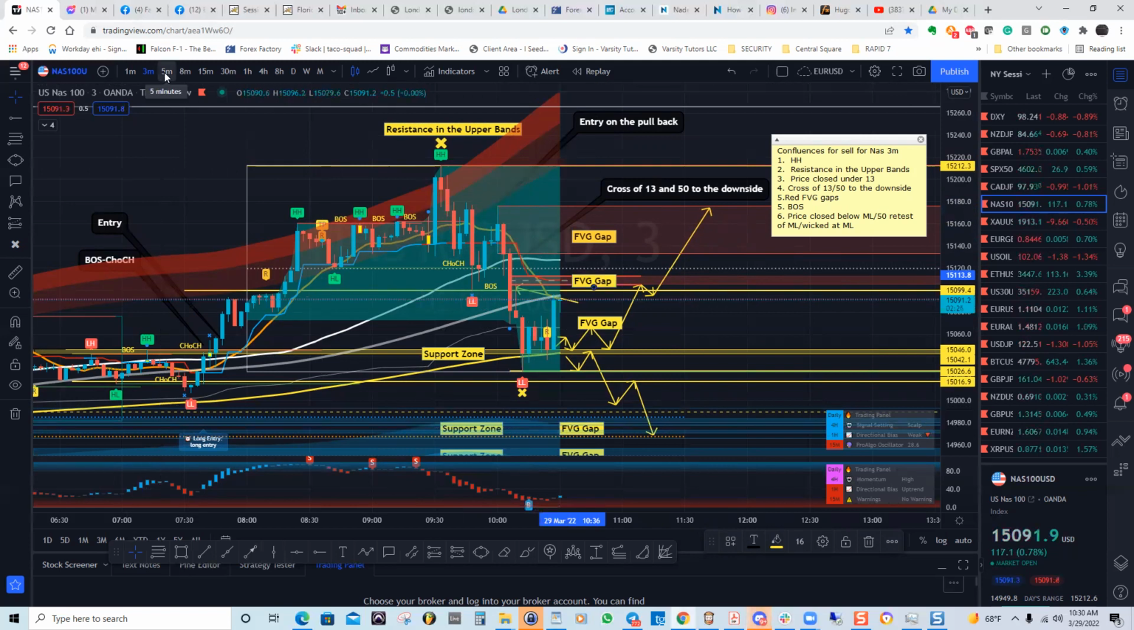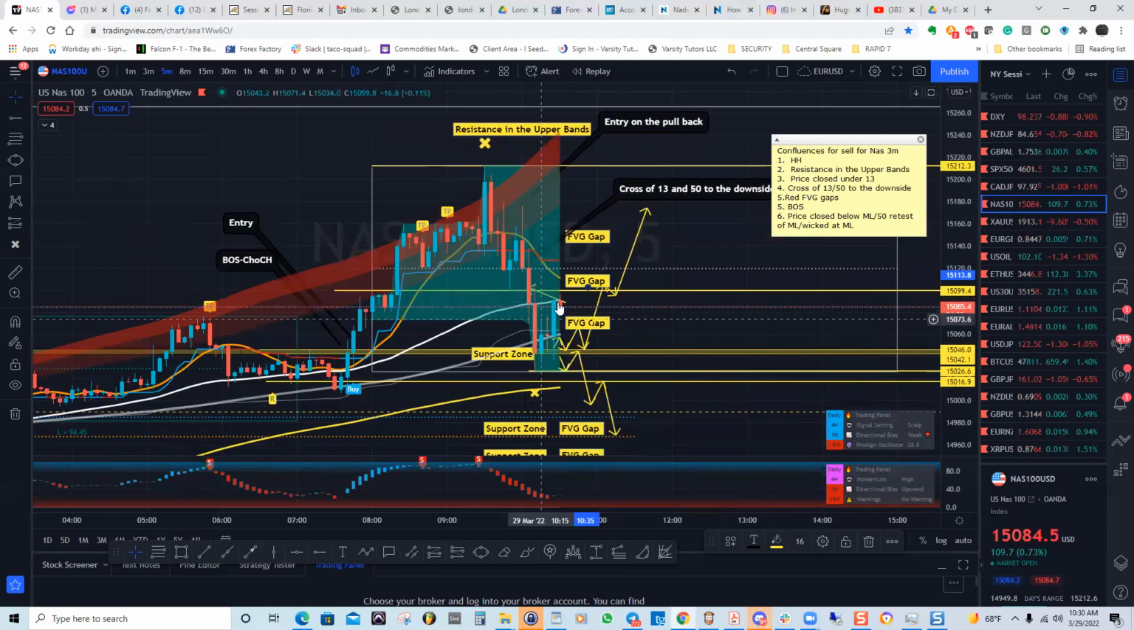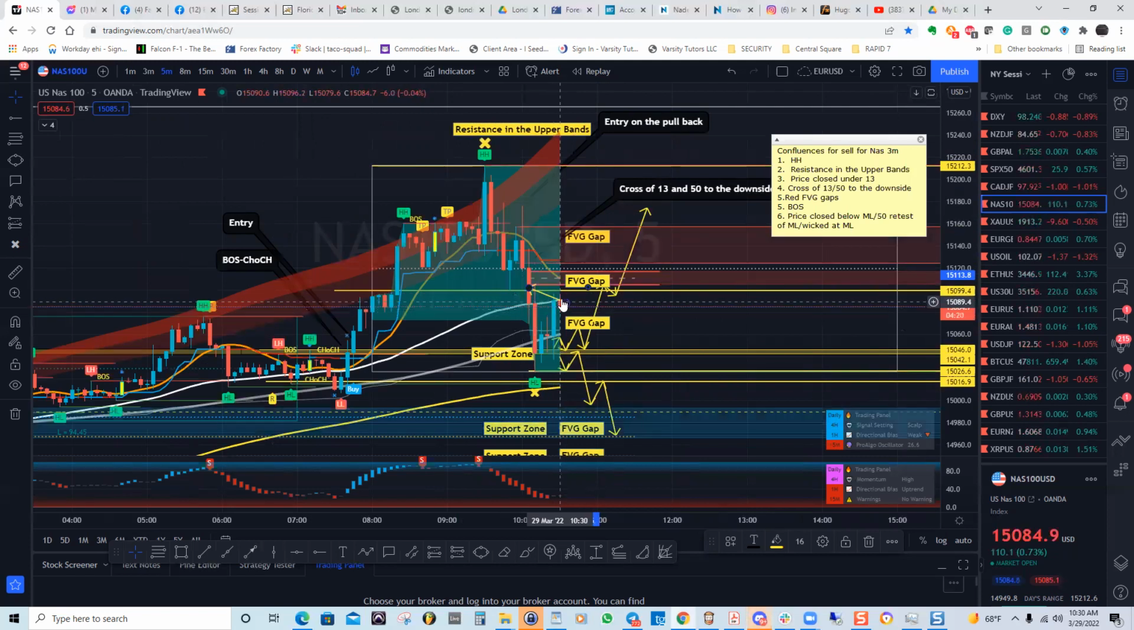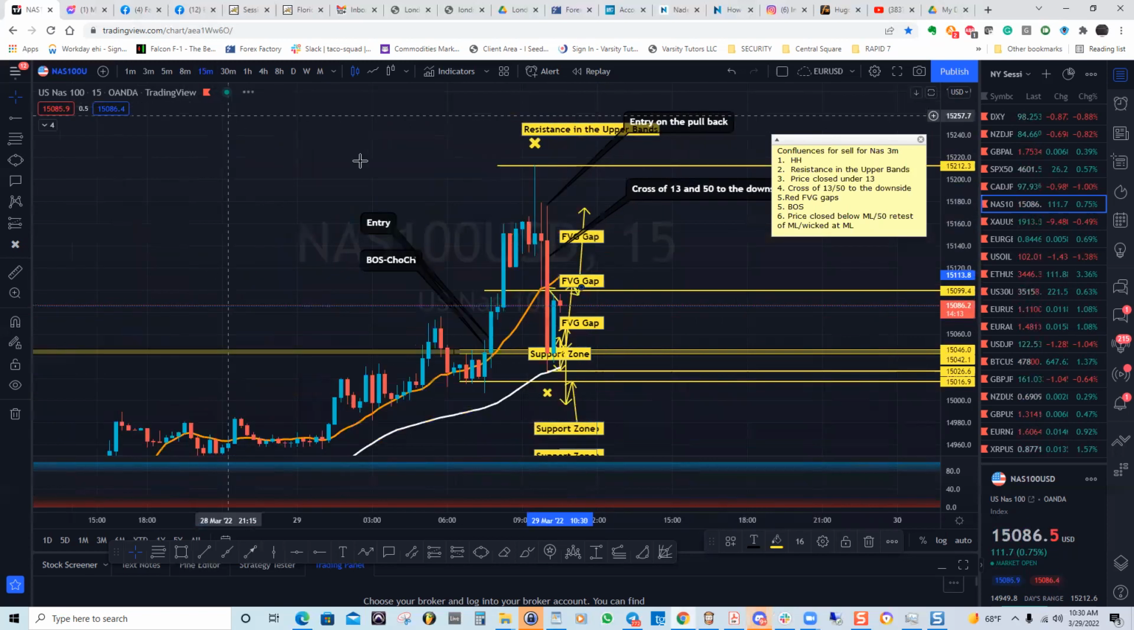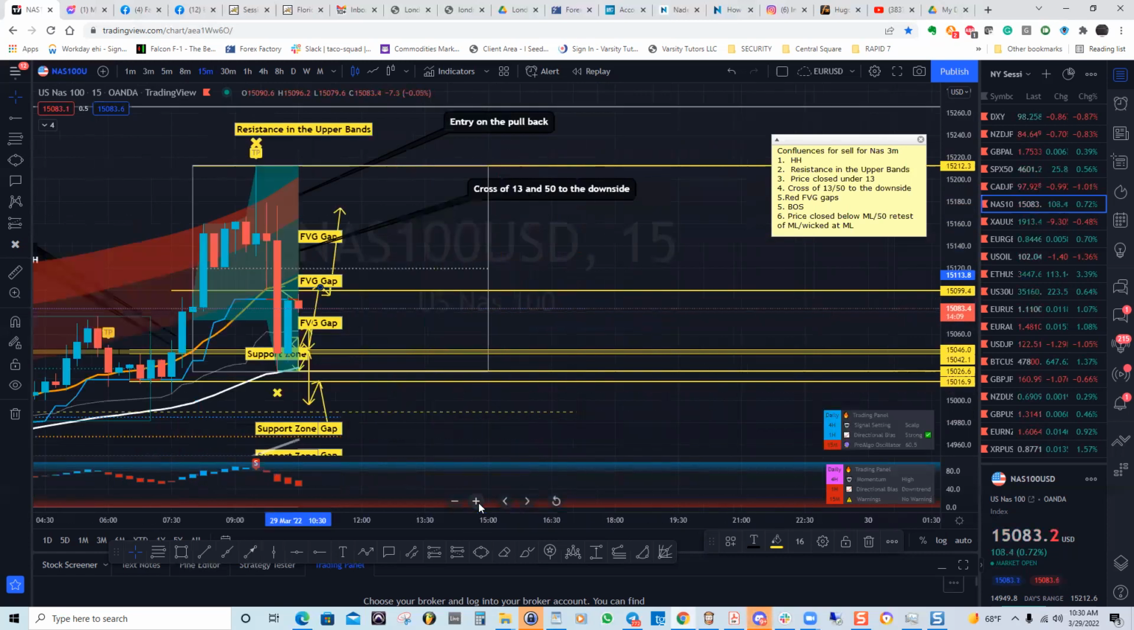If I jump to the higher time frame, 5-minute time frame, you see that there's a little uptrend going on. There's a little bit of resistance here, this candle right here. And if I jump to the 15-minute time frame, I've got a little bit of more information.